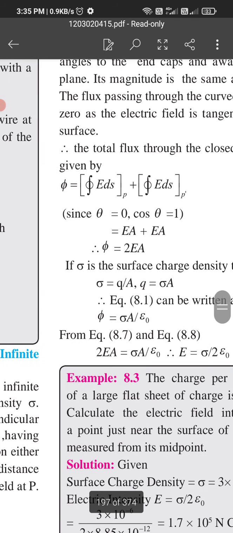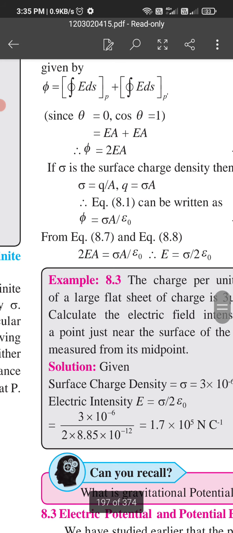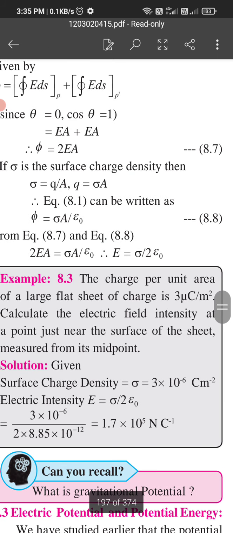Now third example. The charge per unit area of a large flat sheet of charge is 3 microcoulomb per meter square. Calculate the electric field intensity at a point just near the surface of the sheet, measured from its midpoint. So given, the surface charge density sigma is 3 into 10 raised to minus 6 coulomb per meter square.